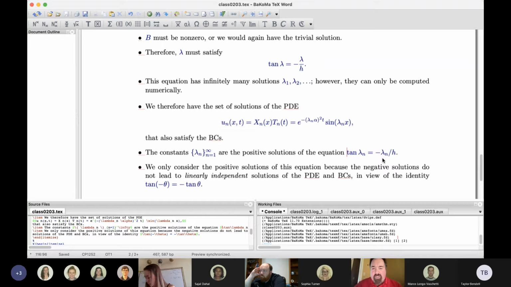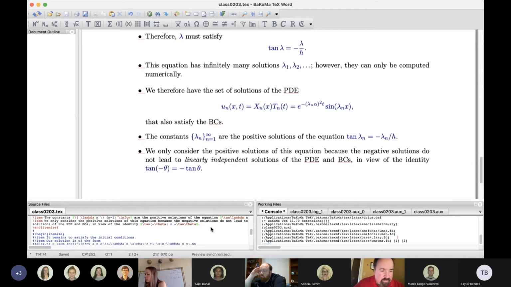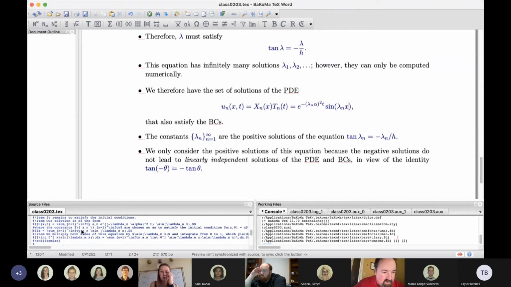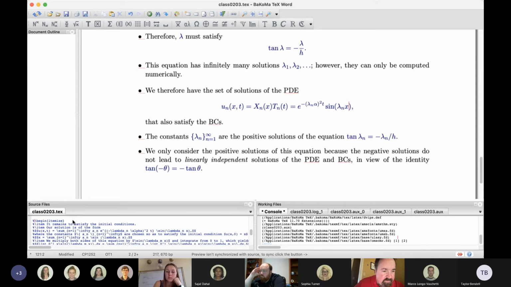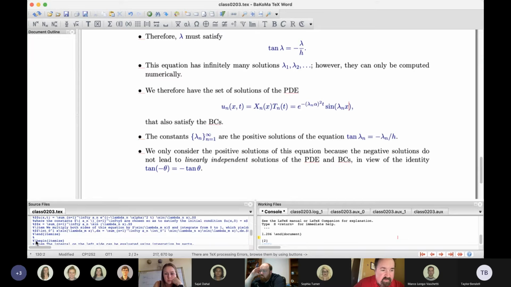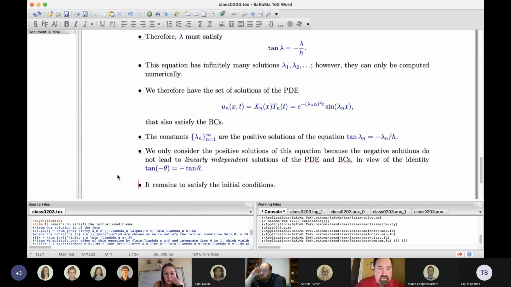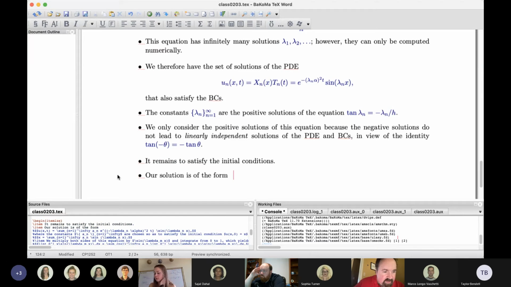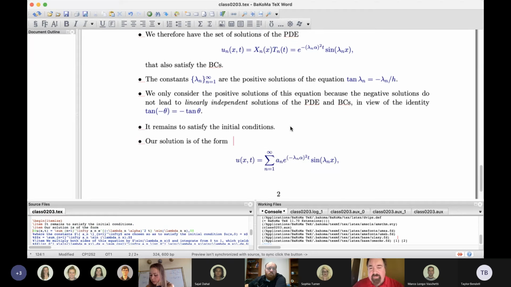We just dismiss the negatives because sine of minus lambda n x would just be minus this whole thing, and it's not linearly independent. We only want linearly independent solutions because anything else would be redundant. Okay, so we've accounted for everything except the initial condition. Okay. So now we can write at least a form for u of x, t.